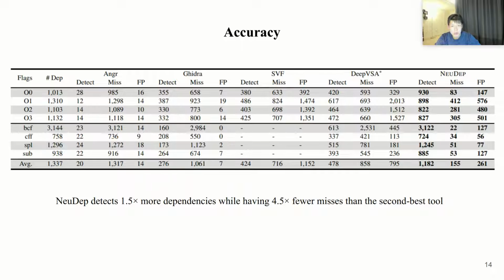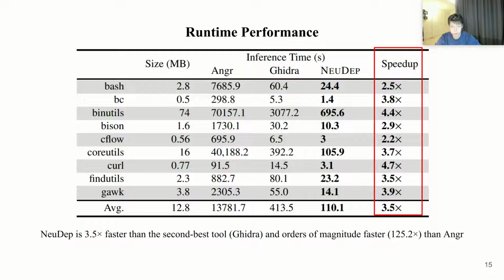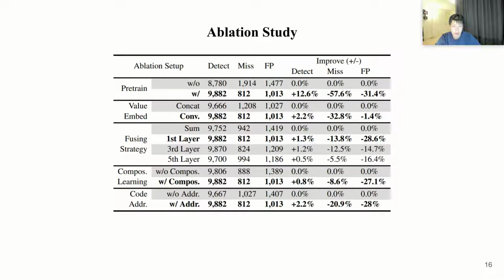We run NeuDep and other baselines on our dataset, separated by the optimization and obfuscation flag. On average, NeuDep detects 1.5 times more dependencies while having 4.5 times fewer misses than the second best tool. When comparing the inference time, NeuDep is 3.5 times faster than Ghidra and orders of magnitude faster than angr across different binaries. We also ablate our design choices.